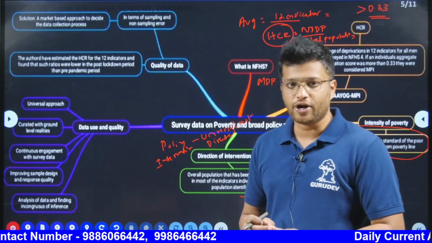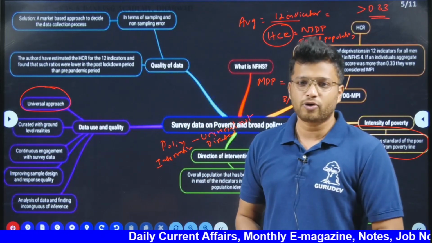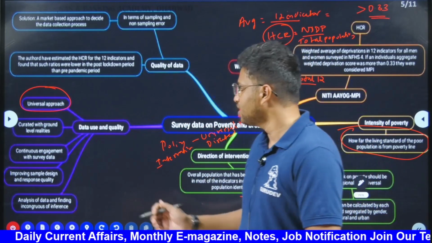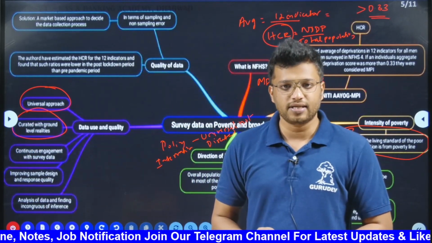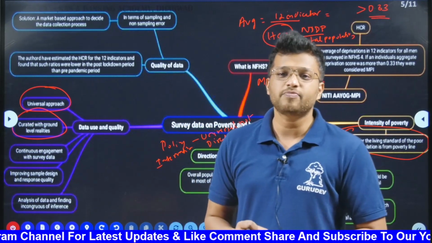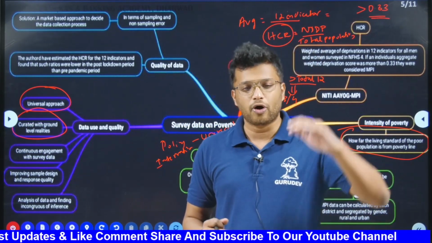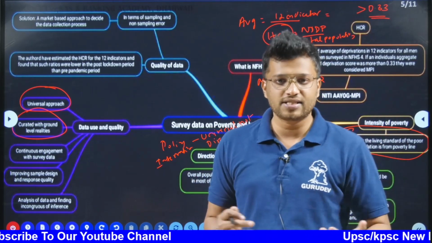We'll look at some of the points here. Some of the points like universal approach. As I mentioned, the approach of these policies should be universal. Secondly, curated with ground level realities. See, the problem with all the schemes and policies that India brings out is that it is mainly a top down approach. That is, the policies are designed at the top level and implemented at the village level and panchayat level.